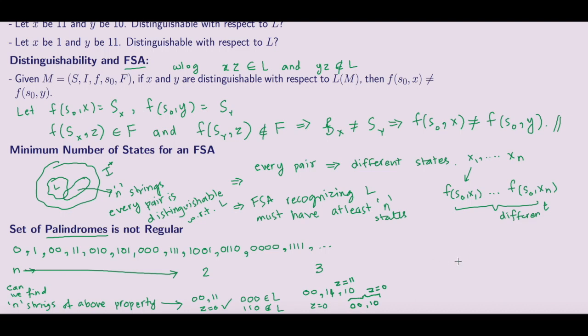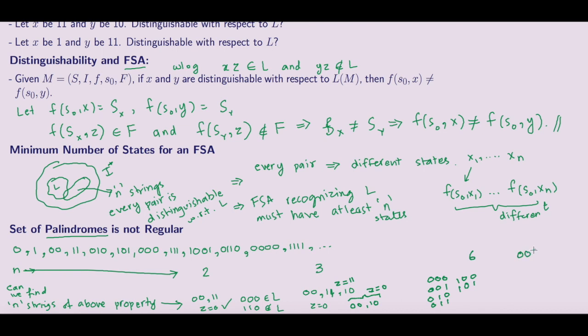So similarly, let's do 6. For 6 we can choose any strings of length 3: 000, 001, 010, 011, 100, 101. So then these 6 have this property that every pair is distinguishable with respect to the set of palindromes.